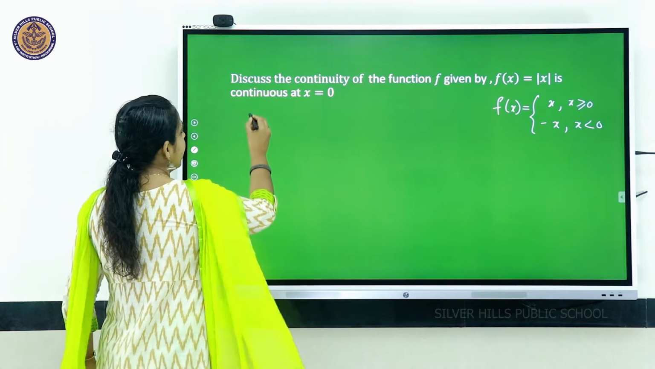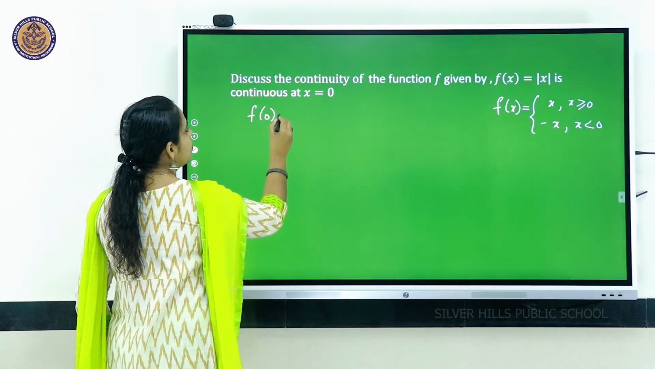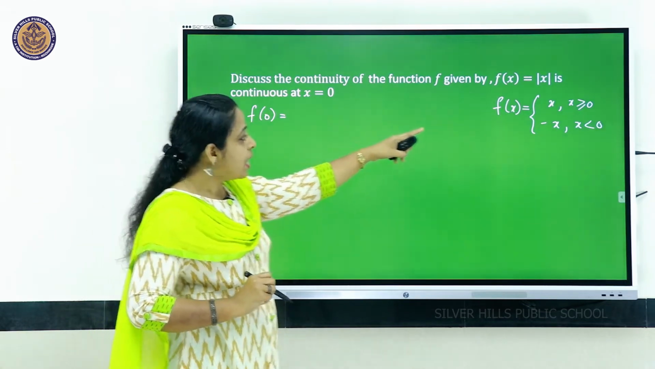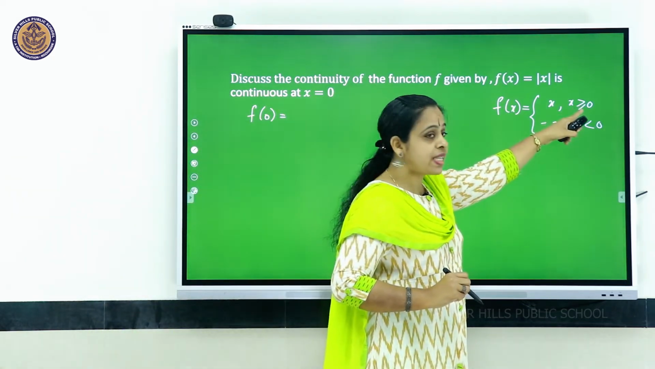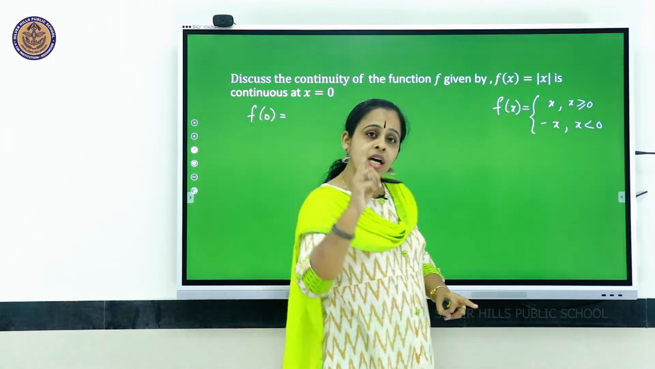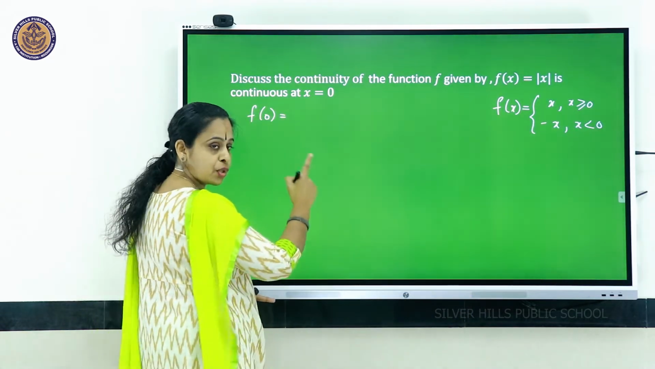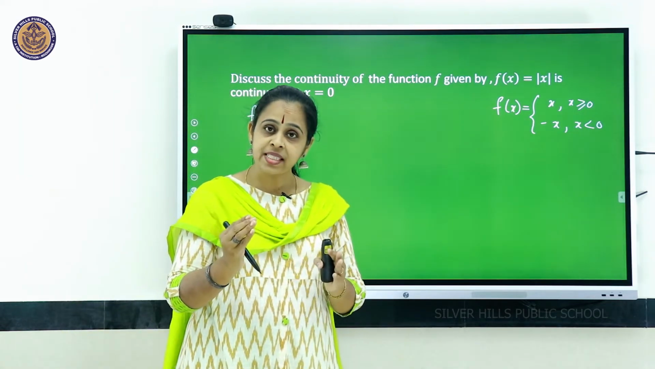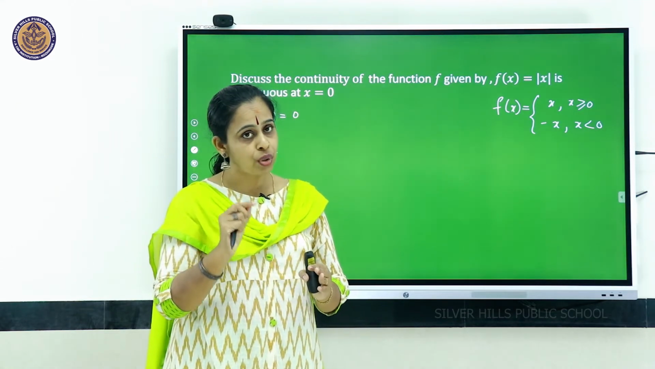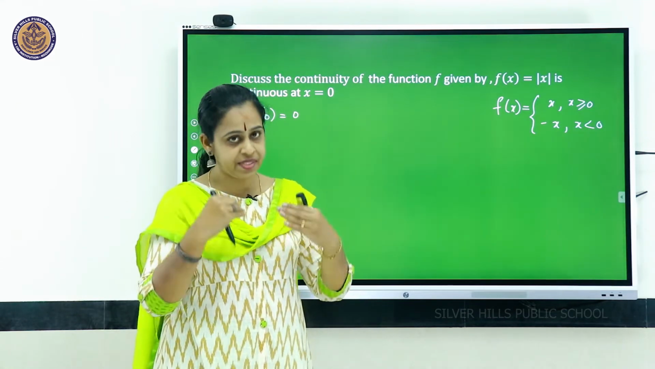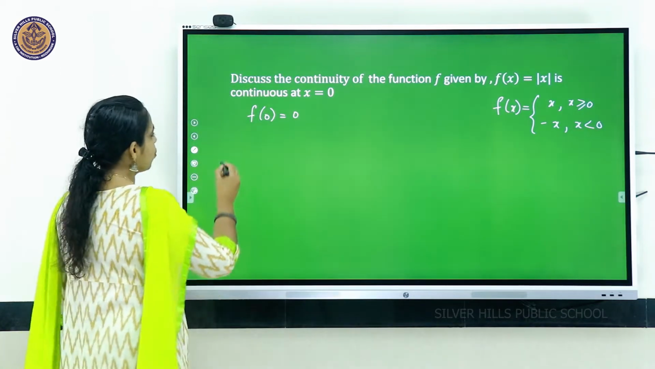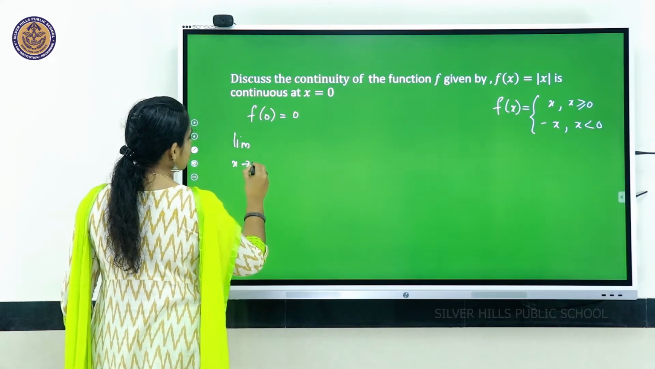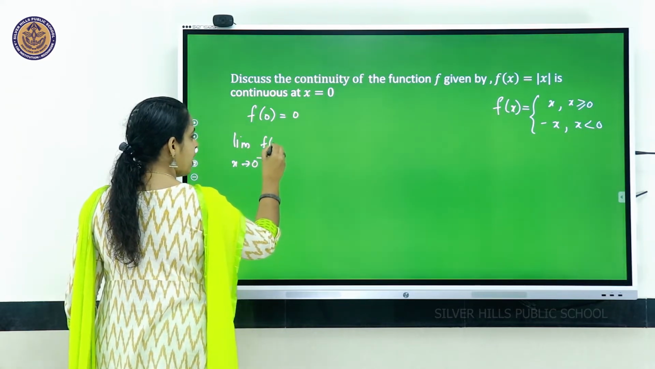Now, let us take f of 0. We are checking at 0, our c is 0. At 0, when x takes 0, we can see here x equal to 0. What is the nature? X itself. What is x? 0. So, we will get 0. Clear? Now, let us take the LHL. We are going to approach 0 from the left side. So, limit x is tending to 0 minus f of x.